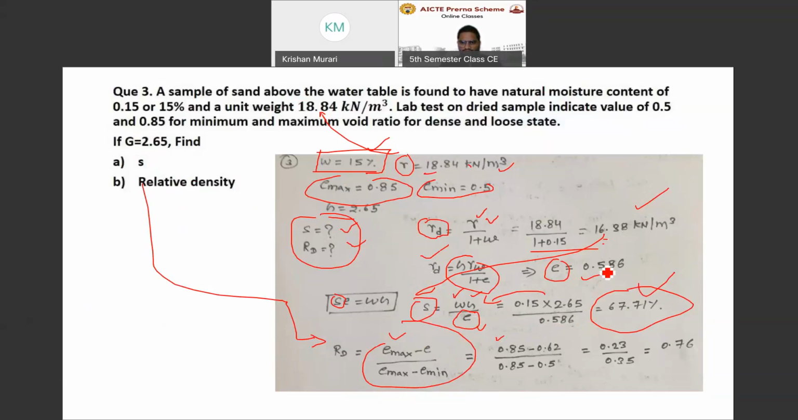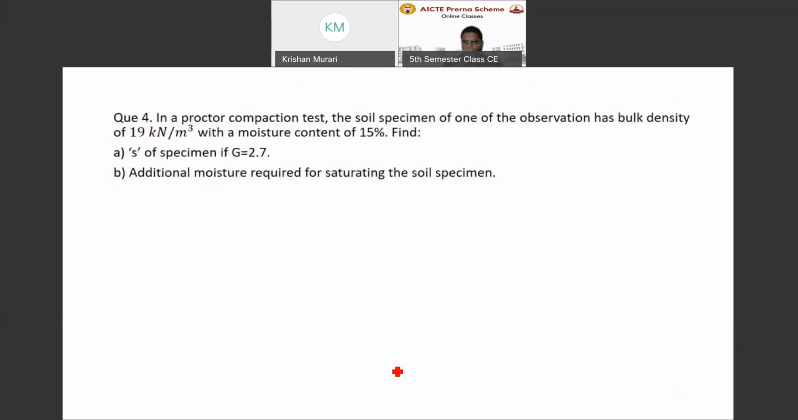I think there is a mistake, because that value is e equals 0.856. So you have to put that value here. Then calculate the value of the maximum. Next question is also there.